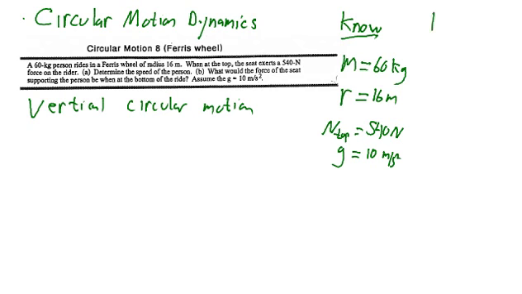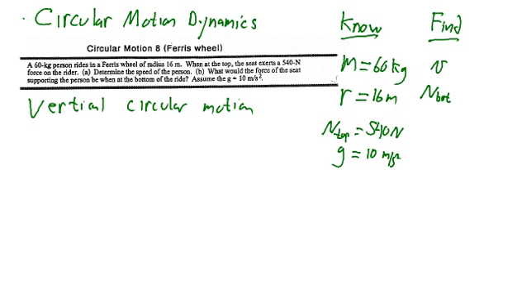Alright, and so what we want to find in this problem, in part A, it says find the speed of the person. So that's going to be the rotational velocity of the point on the edge of the Ferris wheel. And then in the second part of the problem, we want to find the force that the seat exerts on the person at the bottom, and that's what we would call the normal force at the bottom of the path.